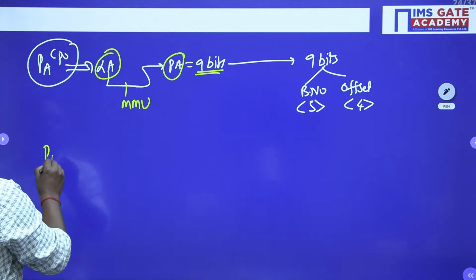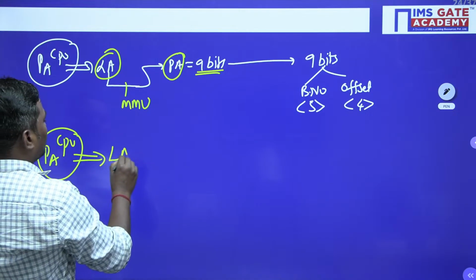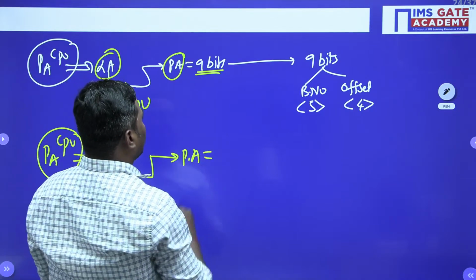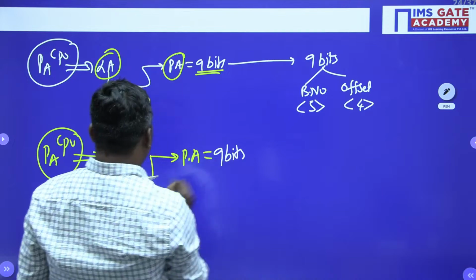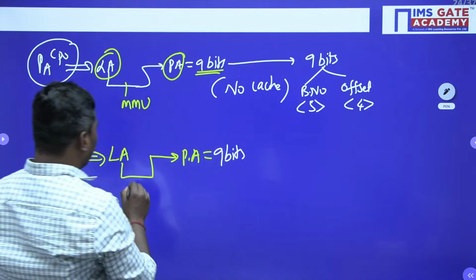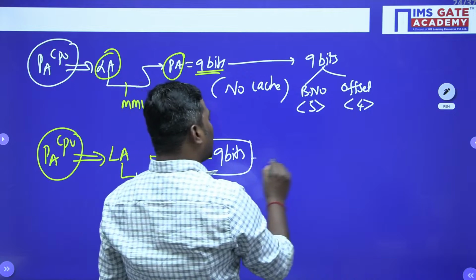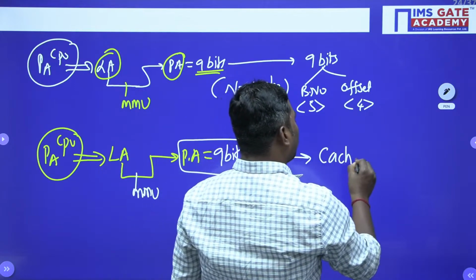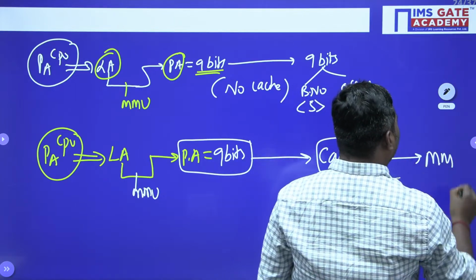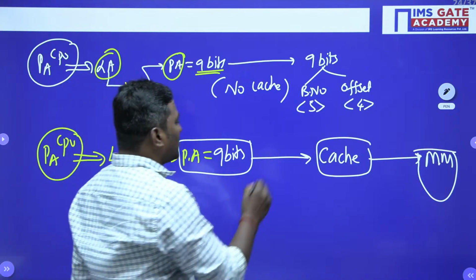Case number 2: process PA running in a CPU wants to fetch data and generates the logical address. This logical address is converted into a physical address of 9 bits. Here there is no cache consideration, no cache memory. Now cache is presented by using the memory management unit. Now this 9-bit address you have to take and search in cache memory. If a miss occurs, then only you have to go to main memory. Clear, all of you?